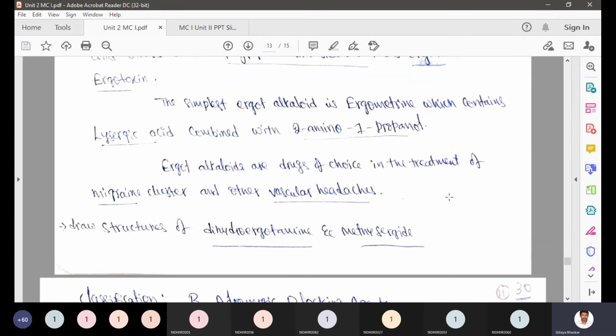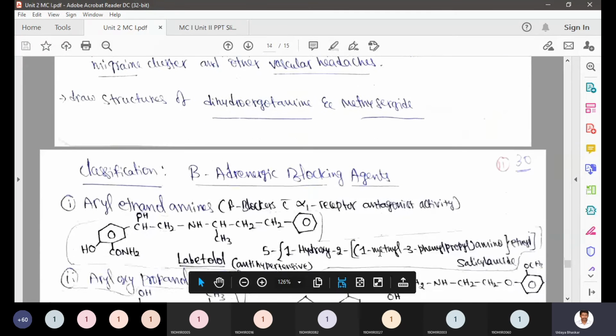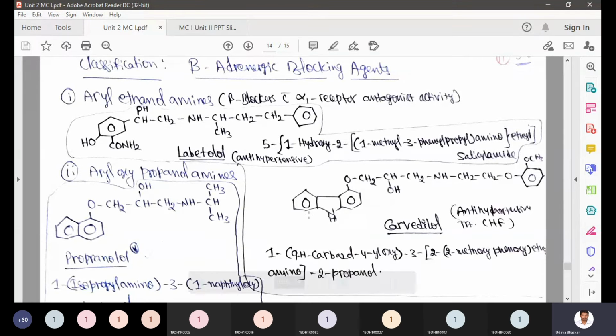Then, ergot alkaloids are drugs of choice in the treatment of migraine, cluster and other vascular headaches. So we need to write these few points and draw the structures of dihydroergotamine and methotrexate in case the question is asked. Then we have beta adrenergic blocking agents. Most of them are used in hypertension. We have two main classes: one is aryl ethanolamine, the other one is aryl oxypropanolamines.